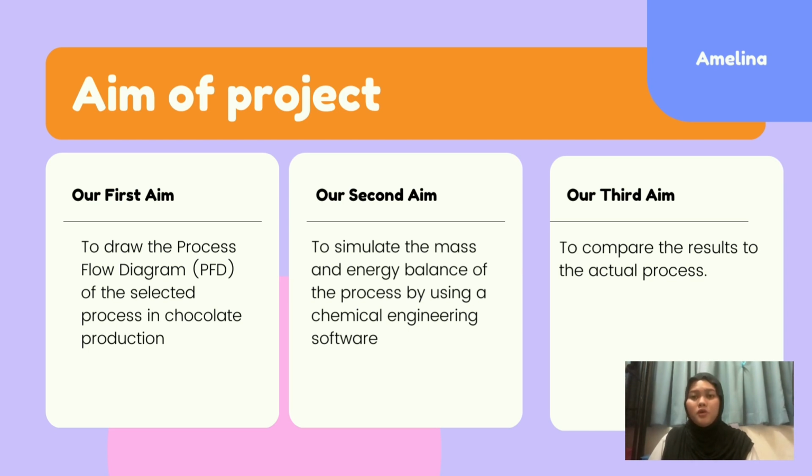Second aim of our project is to simulate the mass and energy balance of the process by using chemical engineering software. In this project, we use DWSIM to simulate our processes. The last aim of our project is to compare the result to the actual process. So that's all for our aim of this project. I will pass the presentation to the next presenter.